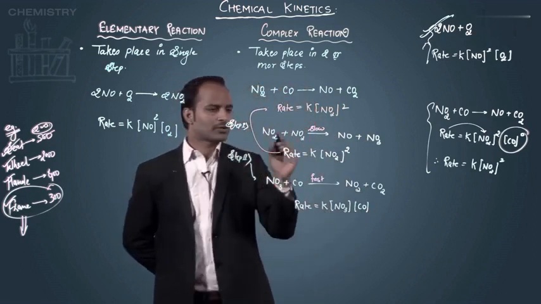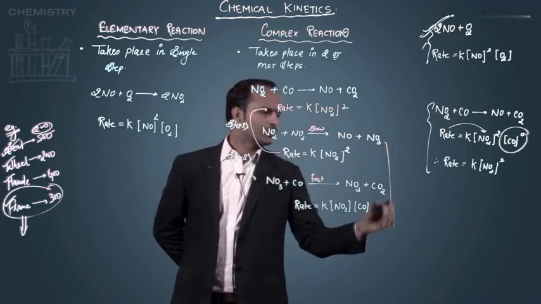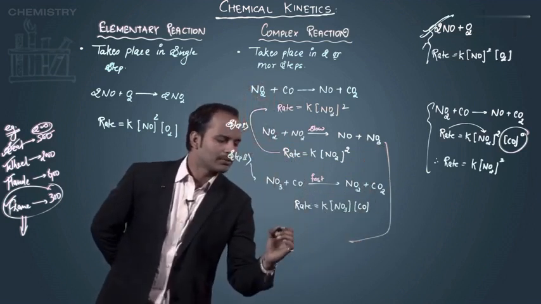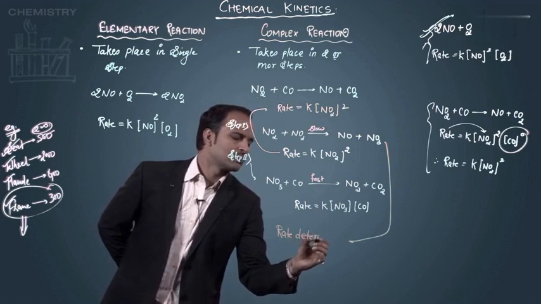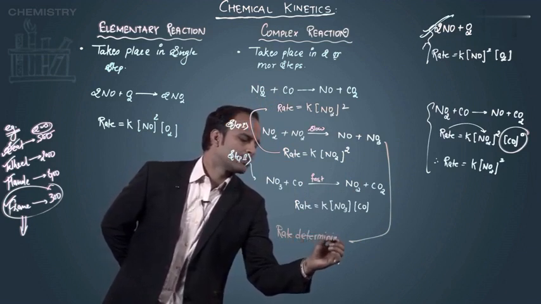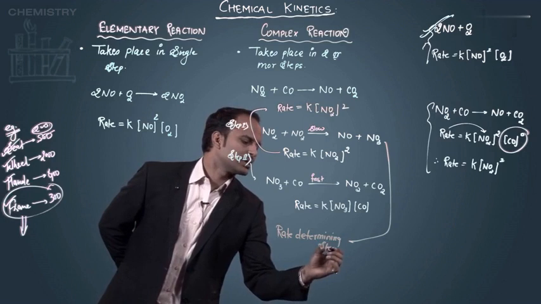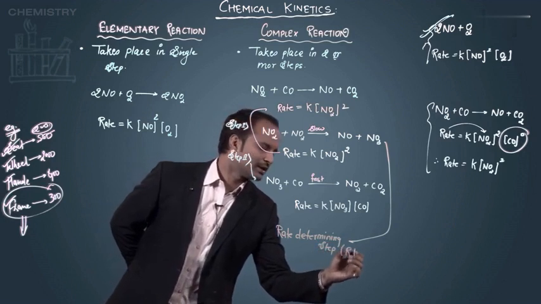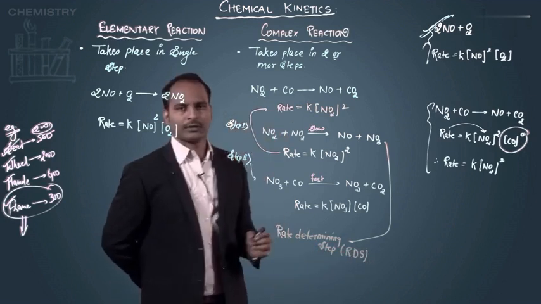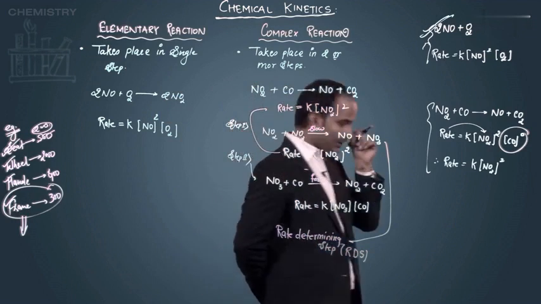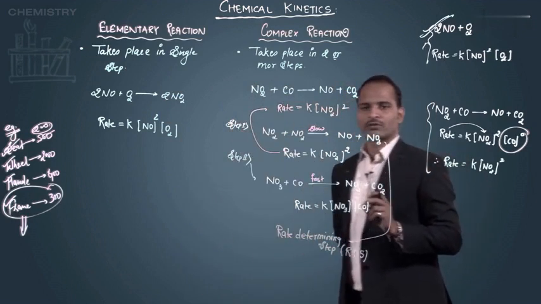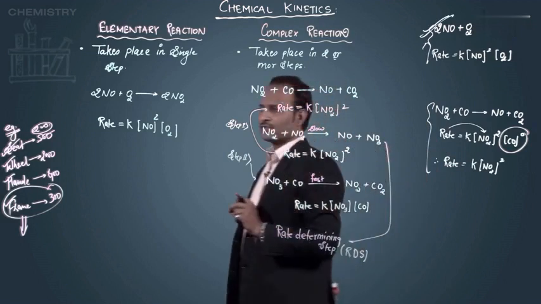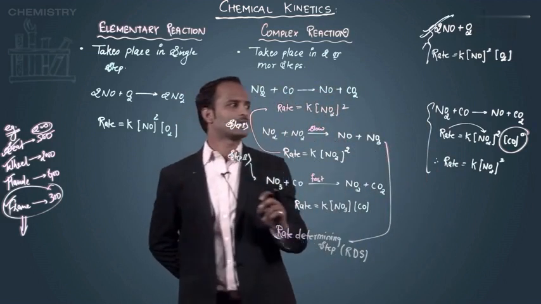The slowest step is also known as the rate determining step, because the rate of reaction depends upon the same slowest step. So this is also known as rate determining step, that is RDS. So always keep in mind that if the reaction is complex, then the rate of the reaction depends upon the rate of the slowest step, which is also known as rate determining step.